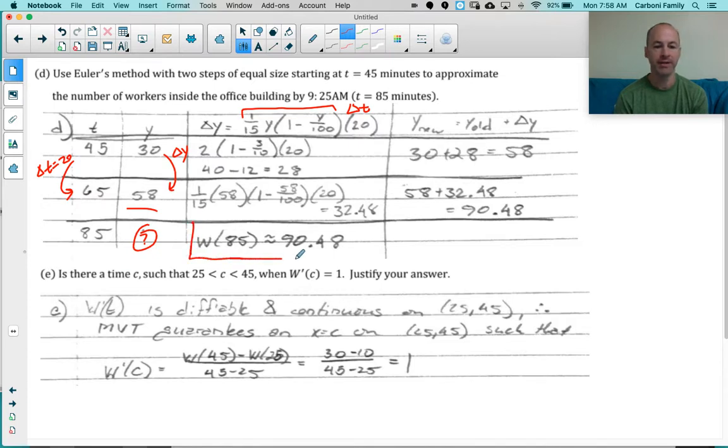However, I did summarize my findings here: my amount at time 85 is going to be approximately 90.48. And I guess I could include workers, the units, there. So there is your Euler's method.